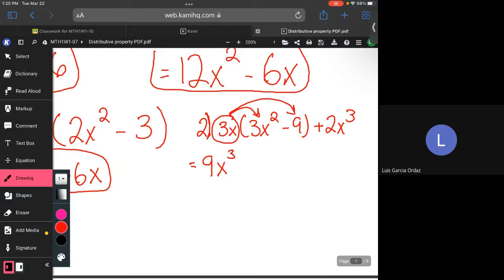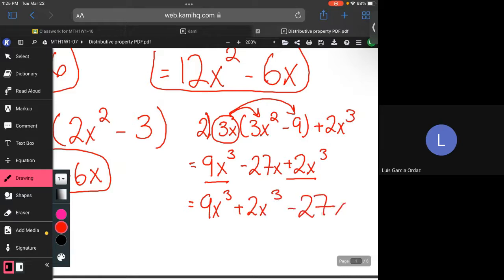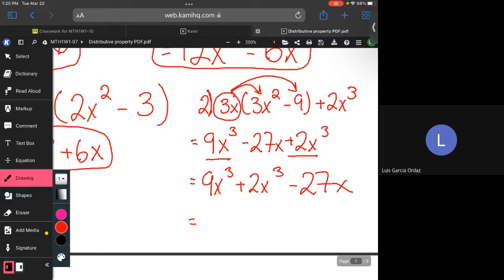Alice? Perfect. Plus 2x cubed. Now what's my second last step technically? Sienna? Okay. And what else? We have to collect what? Like terms. So what are my like terms, Yazin? 9x cubed and 2x cubed. Perfect. So I got 9x cubed plus 2x cubed minus 27x. And as Gian said, my answer is going to be 11x cubed minus 27x.